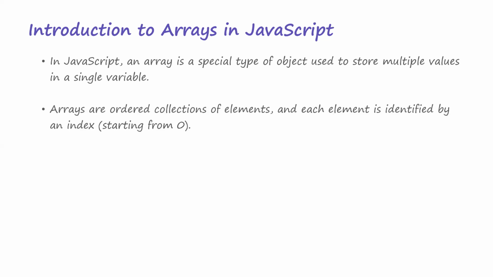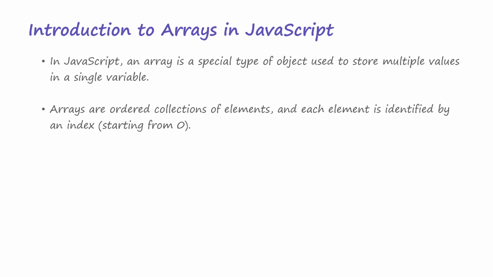Arrays are ordered. They are an ordered collection of elements. Anything you store in an array follows a certain order, and each element is identified by an index starting from zero. Don't worry, when we start to create our array, I'm going to show you what I mean.